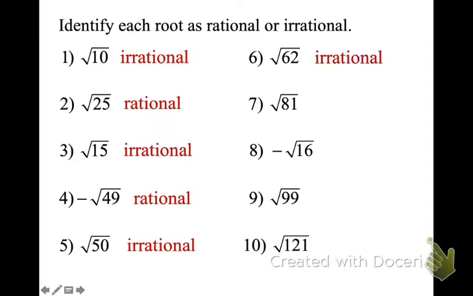Okay, square root of 50 is irrational, 62 is irrational, but 81 would be considered rational. And the negative root of 16 would be considered rational because it's a perfect square. Square root of 99, irrational. But square root of 121, since it's a perfect square, is rational.